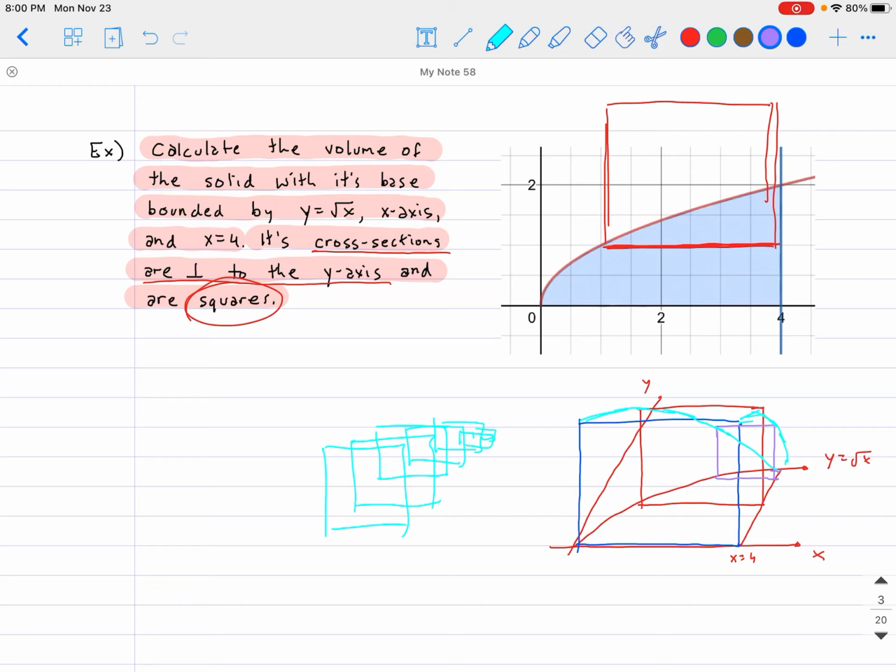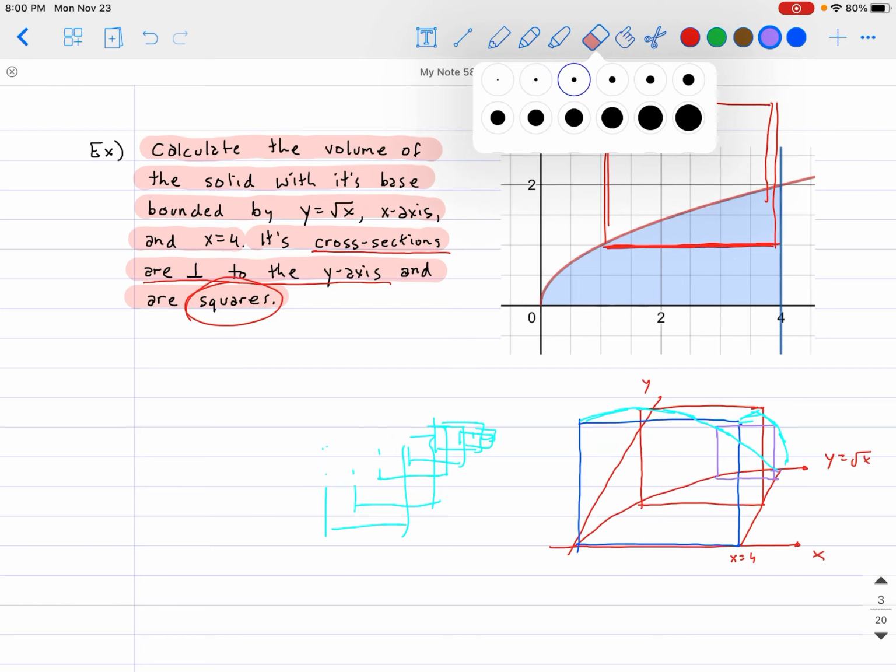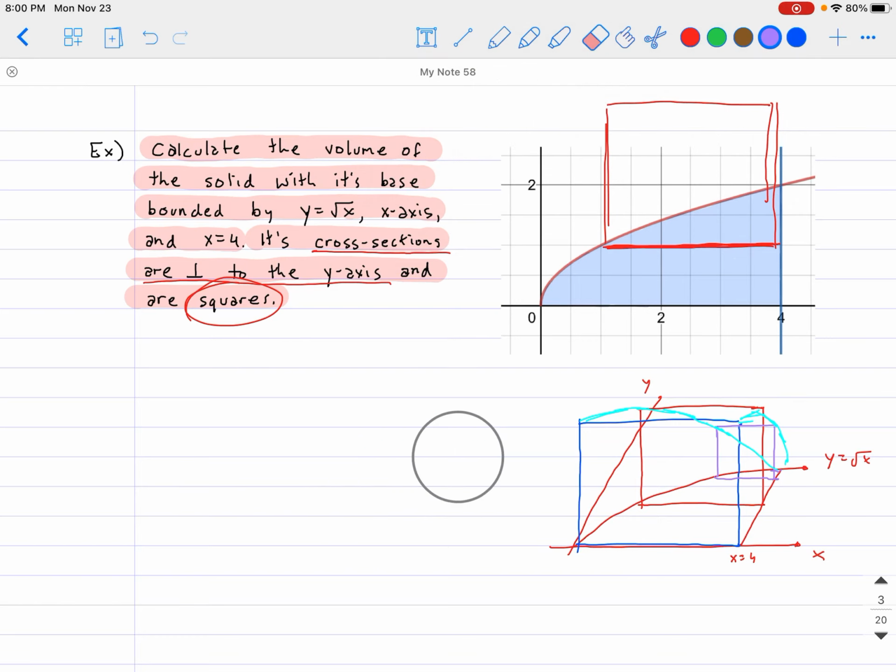Okay. Now, as difficult as this sounds, it's actually very, very simple. It's actually easier than all the rotation thing that we've been doing. And the reason for that is, they tell us what the shape of the cross section is. So we just have to work with that and build it according to what's given.